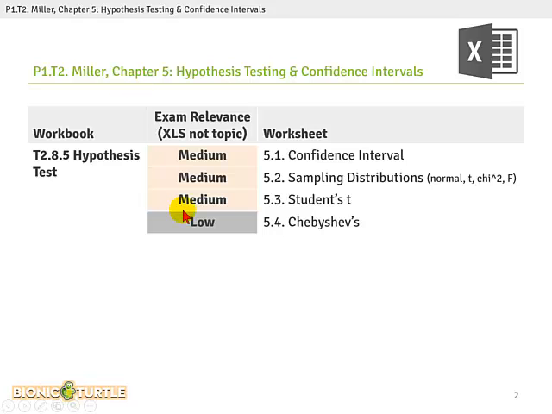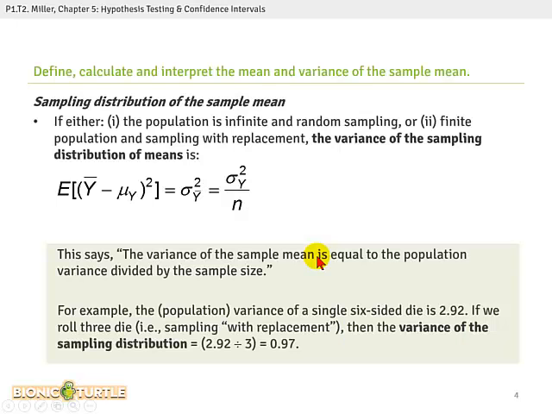There are several sheets or worksheets inside the workbook, none of which I've tagged as highly relevant if your goal is just to pass the exam, but we've got illustration of the confidence interval, the so-called sampling distributions. So that's primarily test of sample mean, test of sample variance, and also comparison of two variances. But the comparison of two variances will be very low testability. We have students' T lookup table and then Chebyshev's inequality. So let's take a look here.